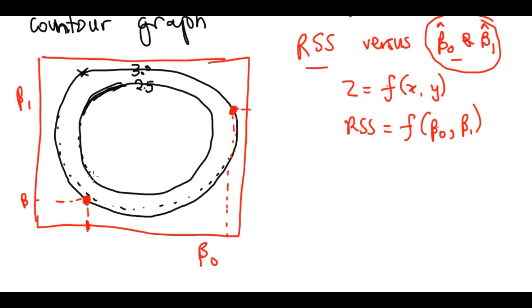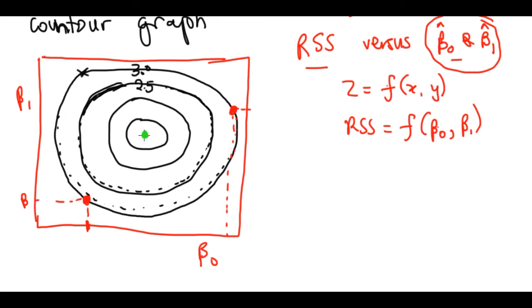So every combination of beta naught and beta 1 that draws this circle has the same RSS. This circle also has the same RSS, and this circle also. What you are going to find is that right in the middle here, there's going to be a value of beta naught and a value of beta 1, and that's where you get the minimum RSS. At the middle here is the minimum RSS, that combination of beta 1 and beta naught.